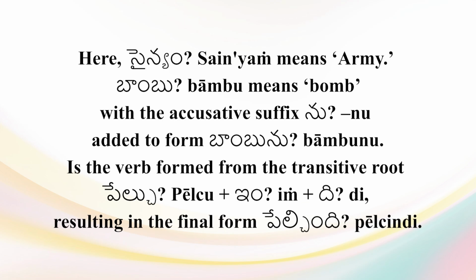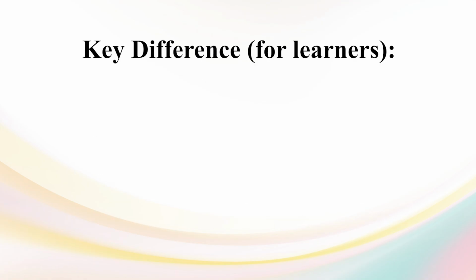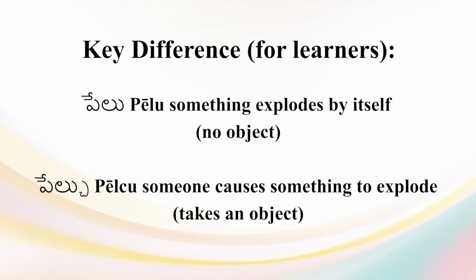Here Sainyam means army, bambu means bomb, with the accusative suffix nu added to form bambunu. The verb is formed from the transitive root pelchu plus im plus the, resulting in the final form pelchindi. Key difference, please observe. Pelu, something exploded by itself, there is no object. Pelchu, someone causes something to explode, takes an object.